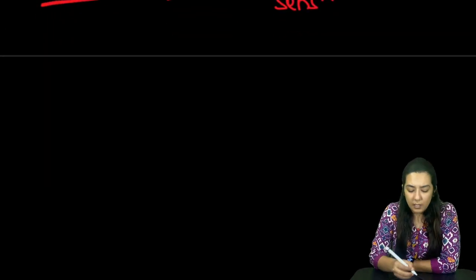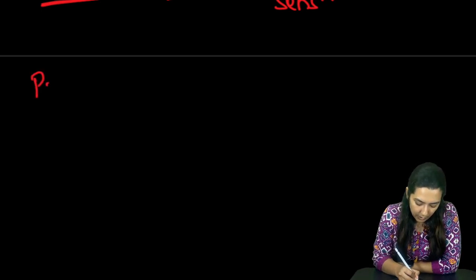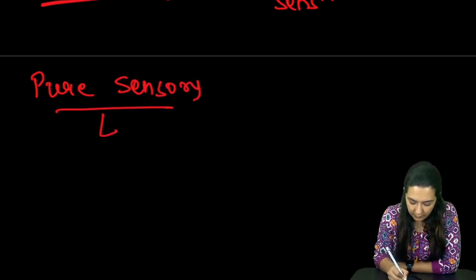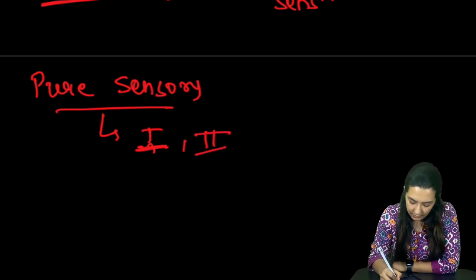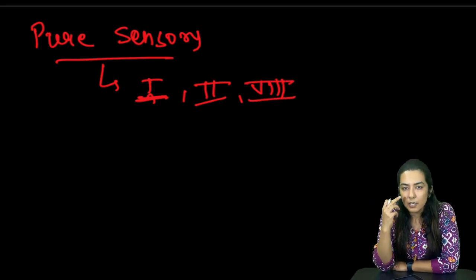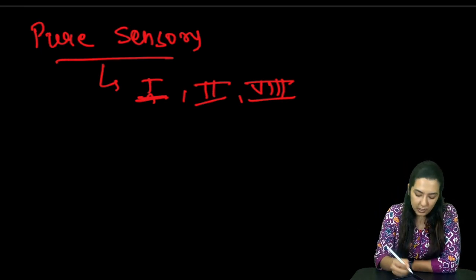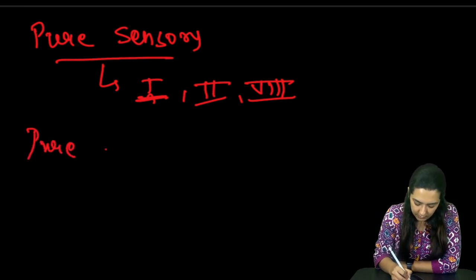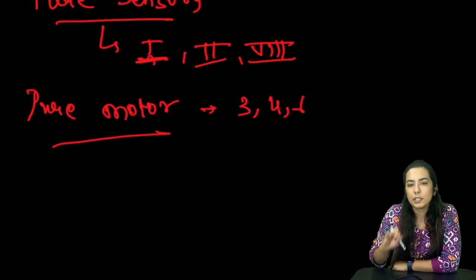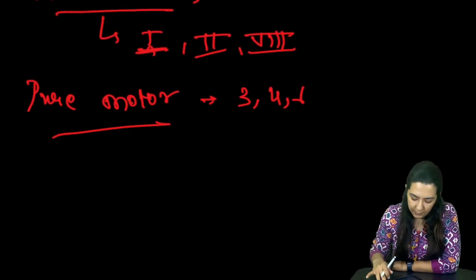Now we'll discuss what are pure motor, pure sensory and mixed nerves. Pure sensory cranial nerves are first of all the first and second, that is smell and vision, and the eighth cranial nerve. These are all special sensations: vision, smell and hearing. Pure motor, now we'll discuss in detail. First of all 3, 4, 6. These three nerves purely supply the eye muscles.